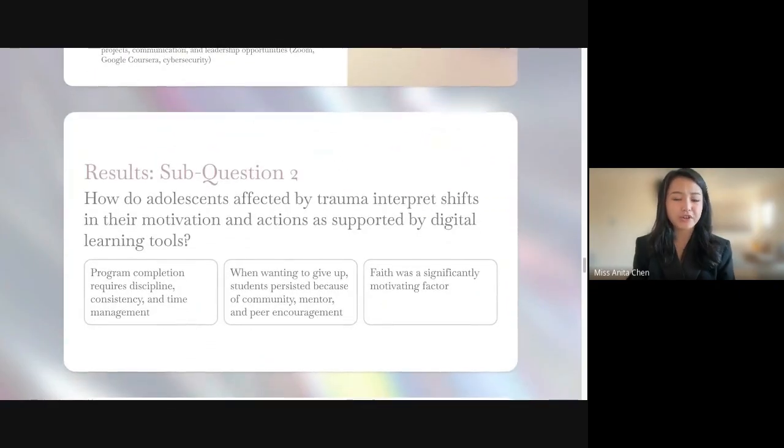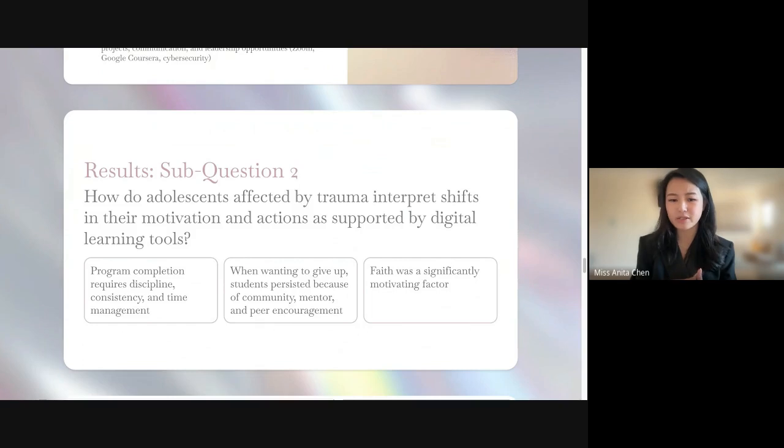Regarding sub-question 2, how do adolescents affected by trauma interpret shifts in their motivations and actions as supported by digital learning tools? I found that program completion required discipline, consistency, and time management from the students. And when the students wanted to give up because of these very challenging tasks that honestly all of us struggle with, it was the community and mentor and peer encouragement that got them through. A friend that would text, "Hey, are you coming to class?" Or a friend's mom that would prepare cookies when they came to the kitchen table to take the class on Zoom. These are the moments that help to carry our students through.